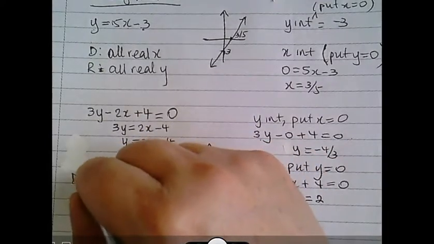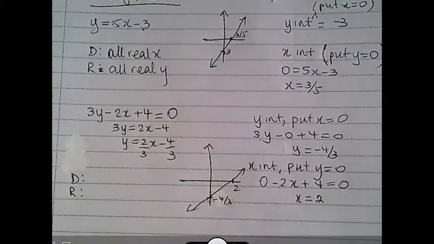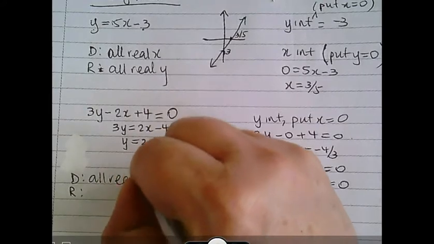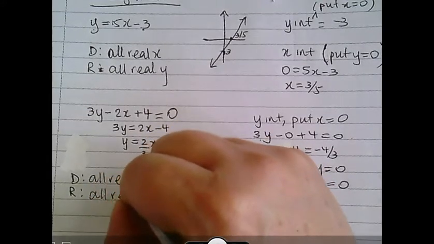What's the domain and what's the range? Do these go on forever? All values of x are allowed, so the domain is all real x. And the range is all real y.